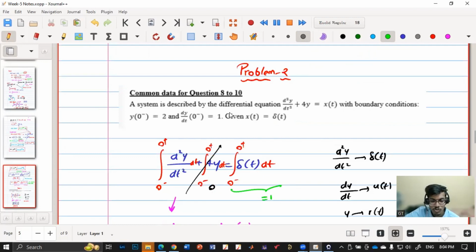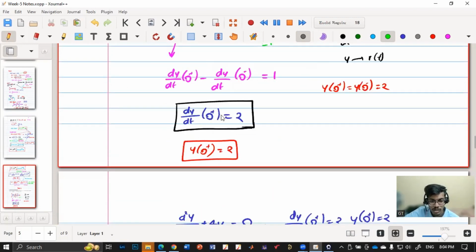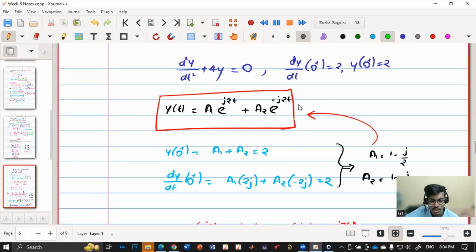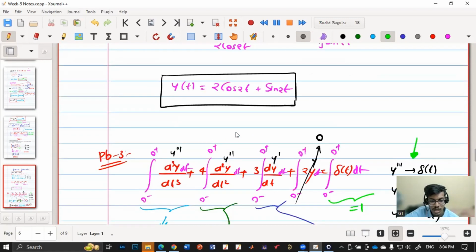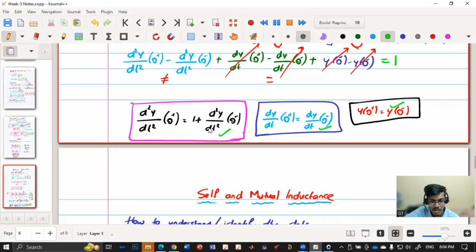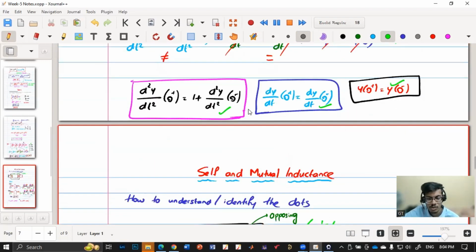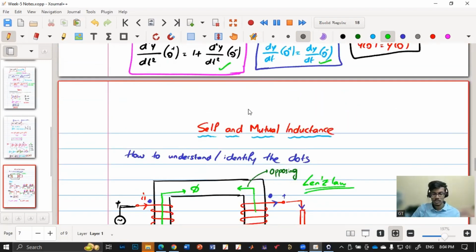Then for problem 2, we considered a second order system. We followed exactly the same way. We just want to find the boundary conditions on the 0 plus side, and we got it. Now using that, we solved this equation, and we considered a third order equation. Similarly, we just have to find the 0 plus condition. Using this condition, we have to reframe it and then solve it further. So until this point, if you have any question, please let me know.